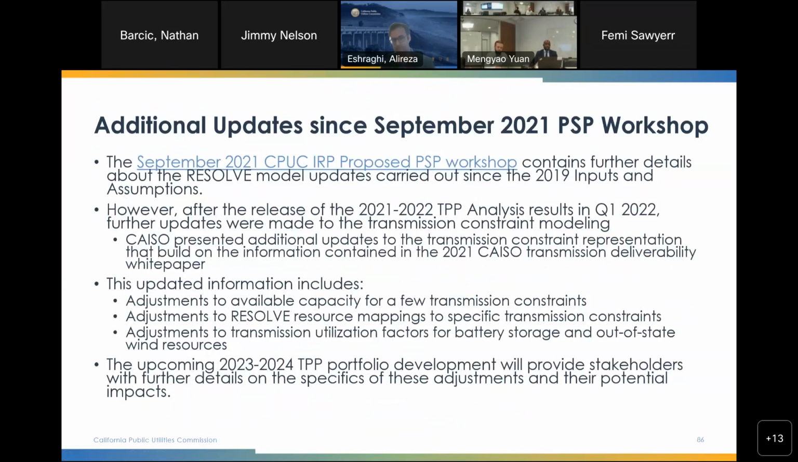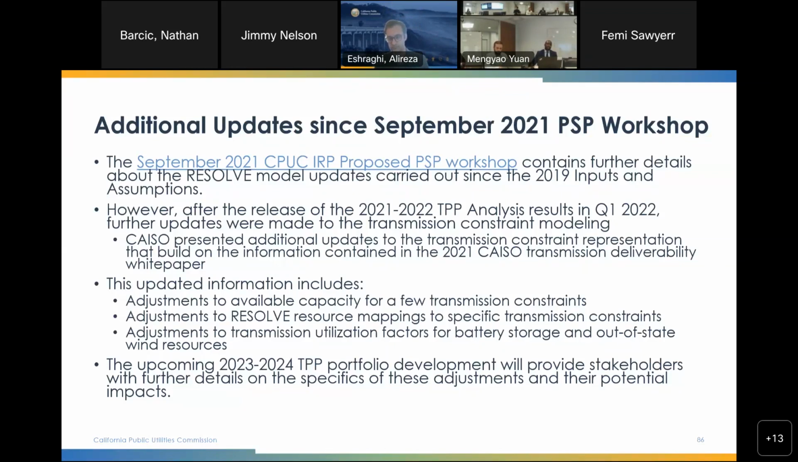Since we made those updates in the 2021 PSP and the 2022-23 TPP, CAISO produced some updated information. CAISO made slight updates to the white paper when they released the final version, as well as released the 2021-2022 TPP analysis results, which came with updated information as well. And so we incorporated those updated data pieces into the analysis that we did for the 2022 LSC filing requirements.